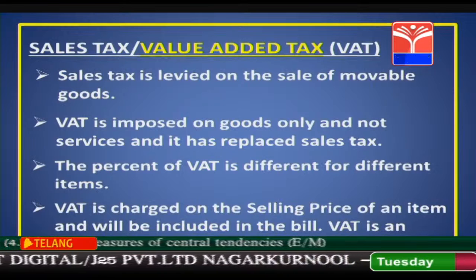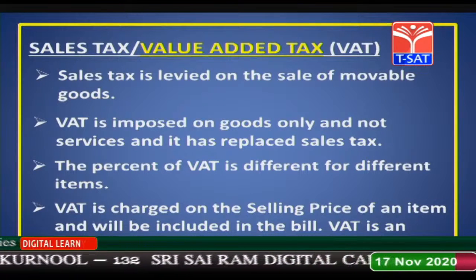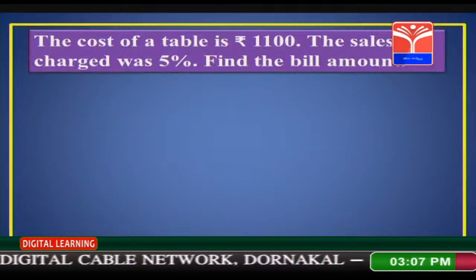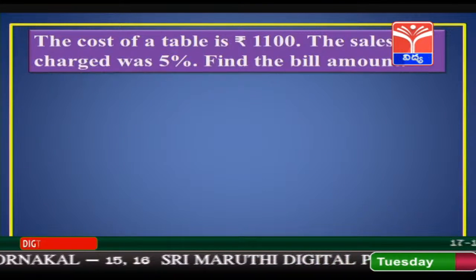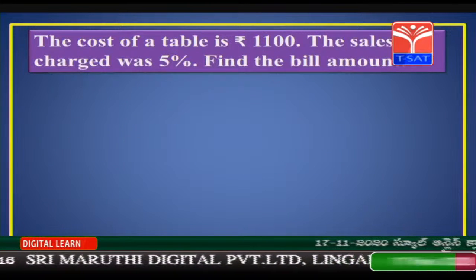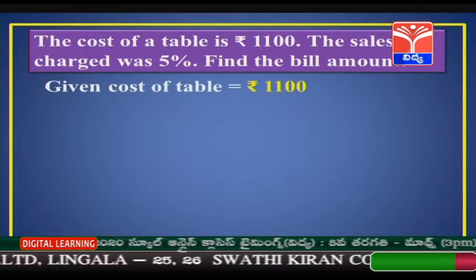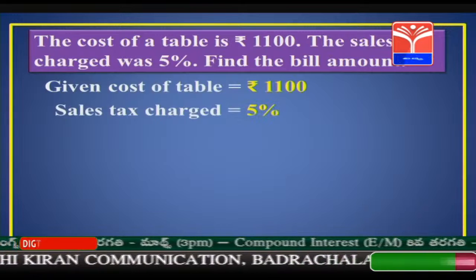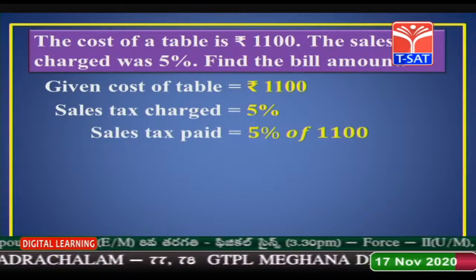Now, let us understand the concept of VAT and how they calculate it, sales tax or VAT, with an example. The cost of a table is 1100 rupees and the sales tax charged was 5%. Now, we will find out the bill amount. So, children, the cost is how much? 1100, and what is the sales tax charged? 5% only. Now, how much sales tax do we need to pay?